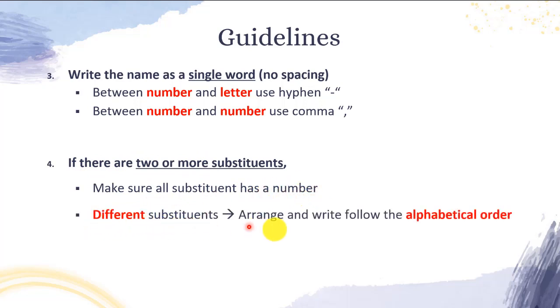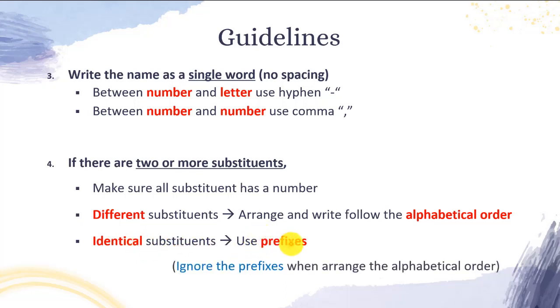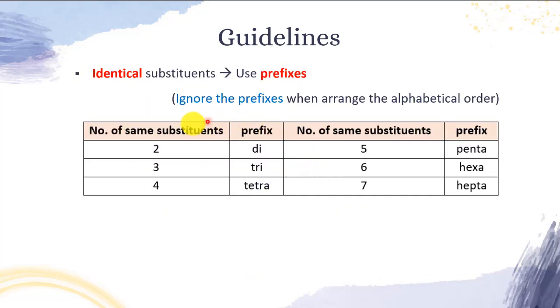Different substituents, you need to arrange and follow the alphabetical order A until Z. If it is identical substituents, we are going to use prefixes. These prefixes will be ignored when we arrange the alphabetical order. The prefixes are given in the table. If you have 2 same substituents, we name it as di, 3 same substituents as tri, 4 similar substituents tetra. If there are 5, we call it penta, 6 hexa, 7 hepta.